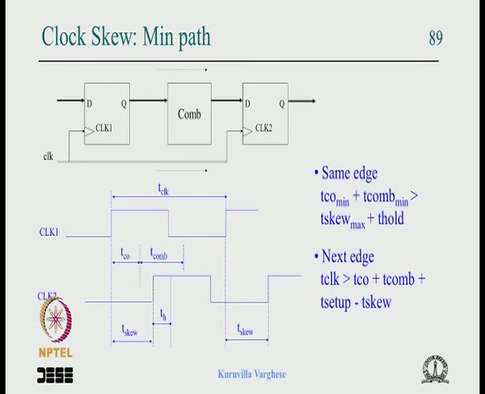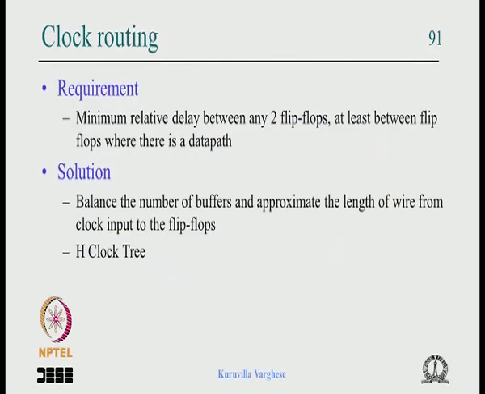So it will be advantageous to route the clock, which reaches all the flip flops spread within a chip, such that the relative delays at the flip flop clock pins are minimal. That's the basic requirement of clock tree routing. So the requirement is a minimum relative delay between any two flip flops, at least between flip flops where there is a data path.